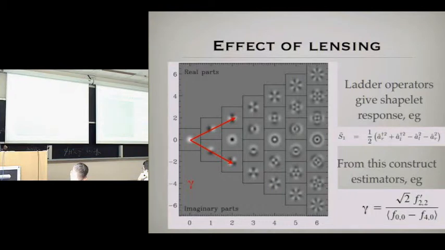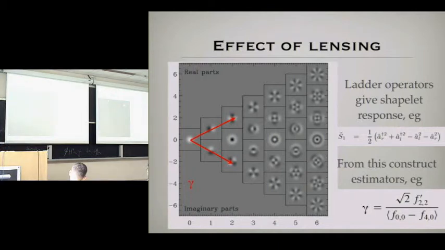What does flexion do on this diagram? The 1 flexion takes you from a circular Gaussian to things with spin 1 components, as you might expect. It's creating skewness. And the 3 flexion gives you some spin 3 components. And again, you can work out all of your estimators from the ladder operators for those operations.